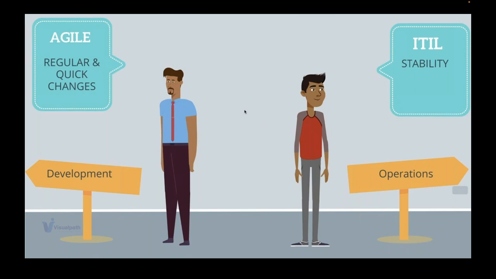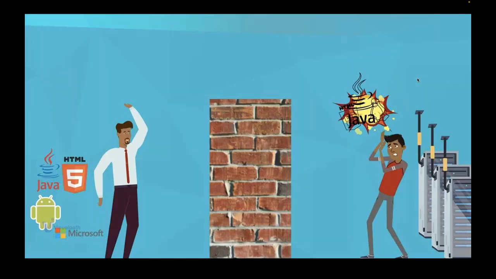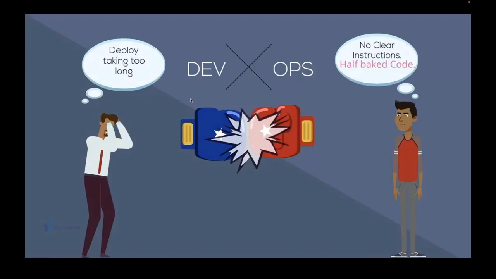As we see, developers have their own goals, agile, and operations has their own: their ITIL, their stability, their uptime, their maintenance, their security, ports, networking, and all. These guys are now like enemies. They're fighting. These things really happen. This is not just a PPT, these things really happen.